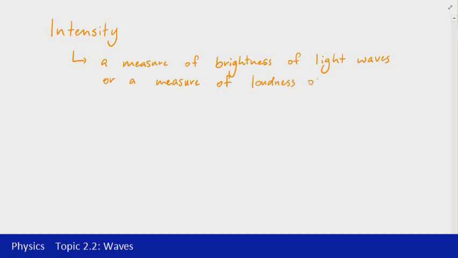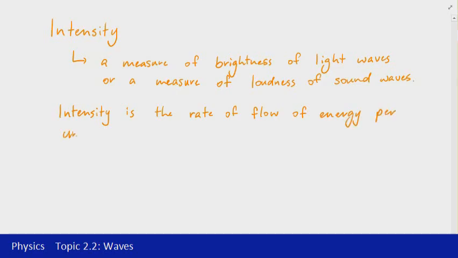More specifically, we only really need to deal with light waves, but the same idea applies whether it's sound or light. The definition for intensity, though, is that it is the rate of flow of energy per unit area. So let's have a look at what that means in more detail. We're going to do that considering a diagram.